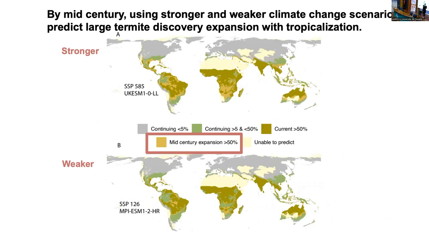And then the interesting one is the one in red, the orange box. This is where currently there's low discovery, less than 50%, and we're expecting discovery greater than 50% by mid-century. And so you can see, in the Southern Hemisphere, especially in Africa and the New World, we're expecting higher discovery by termites. This is also true where I live in Florida. So we expect the footprint of termites is likely to increase under future worlds.